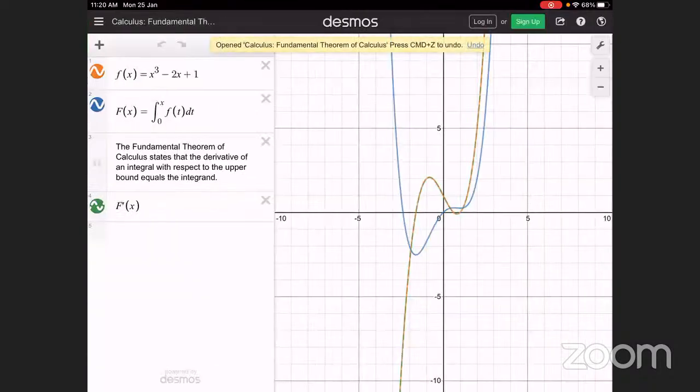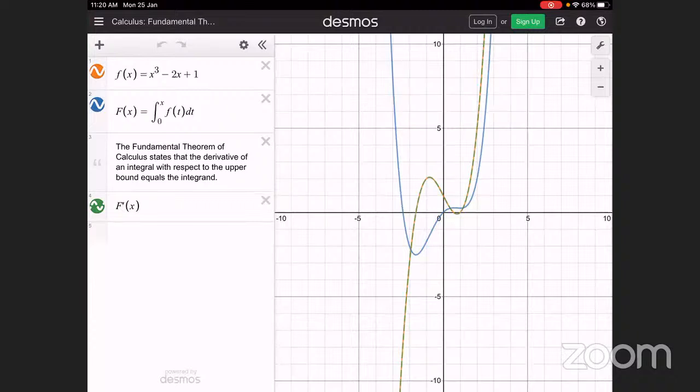Take f(x) equal to x cube minus 2x plus 1, and capital F(x) to be equal to the integral from 0 to x of f(t) dt. These two curves are given. The fundamental theorem of calculus states that the derivative of an integral with respect to the upper bound equals the integrand. That's what the theorem is, right?